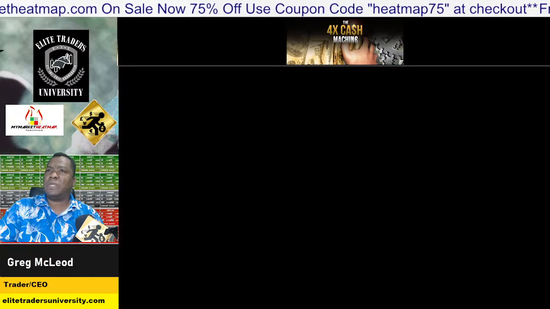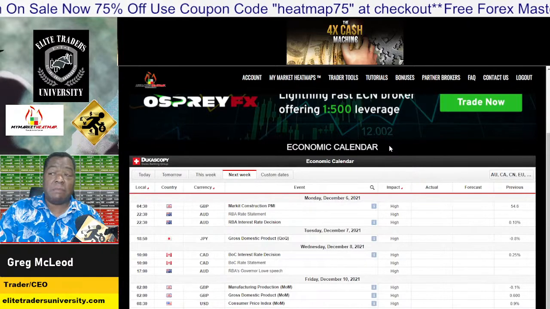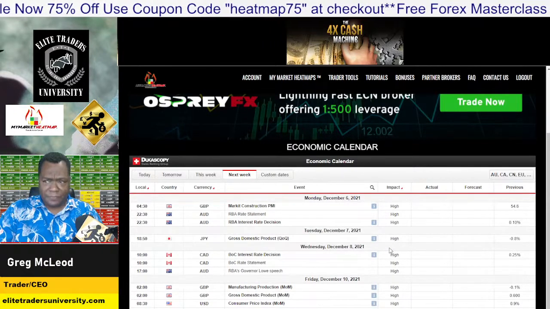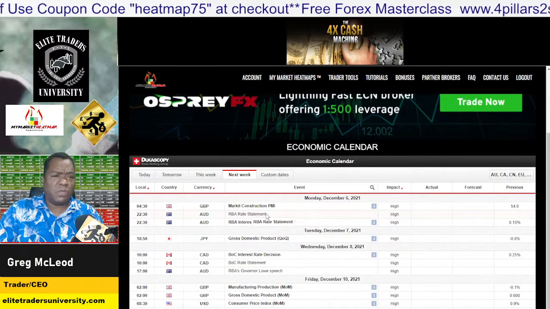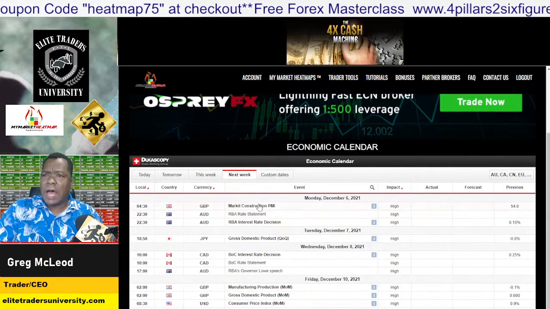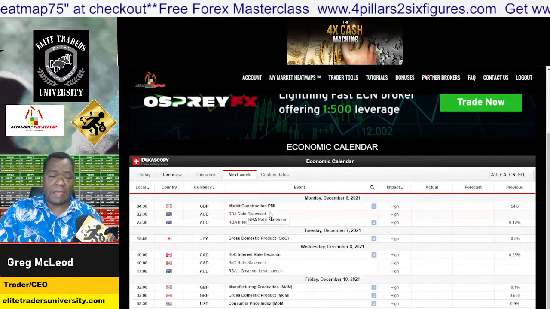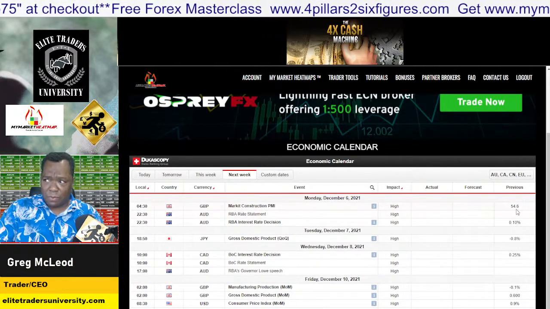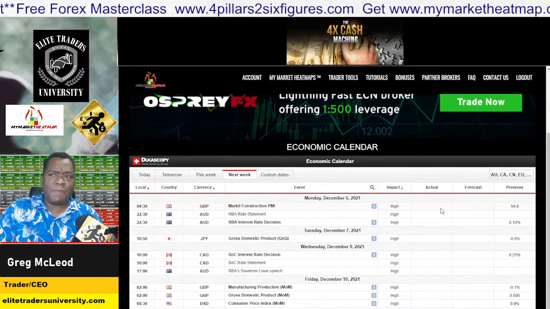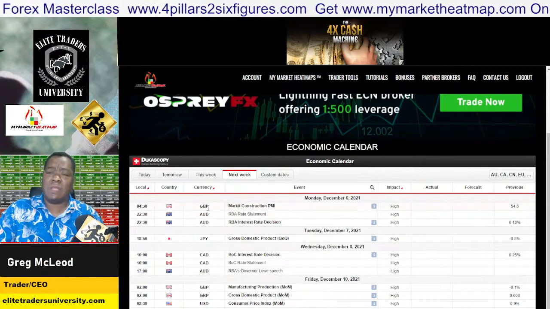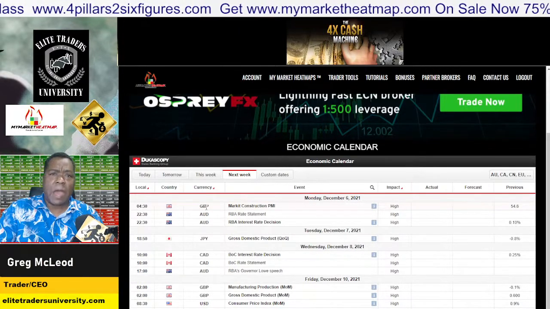Let's go to the economic calendar for this week, the week beginning Monday, December 6th. We're going to be looking at some of the currencies and the news around those currencies. First up, on Monday, we have the construction PMI out of the UK. Previous number is 54.6. If that number is weaker than expected, then we expect the pound and the pound pairs to take a dive. So we want to be watching the pound.